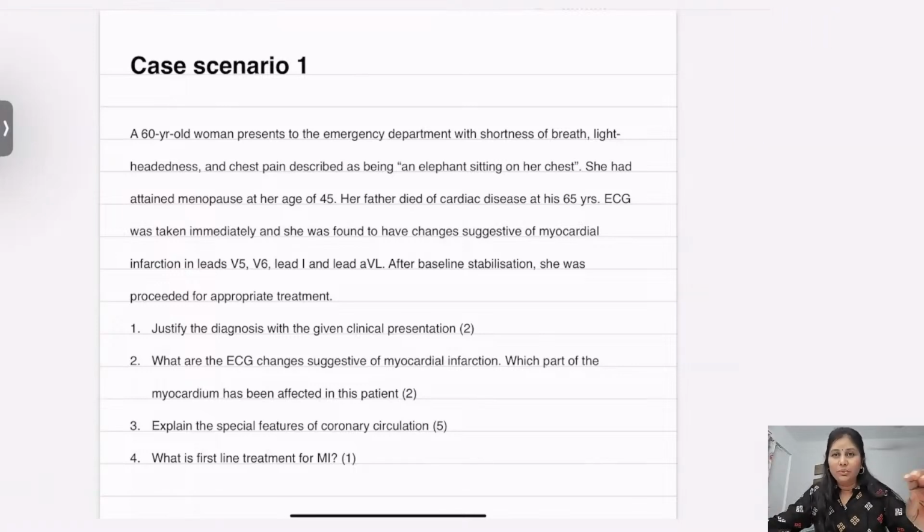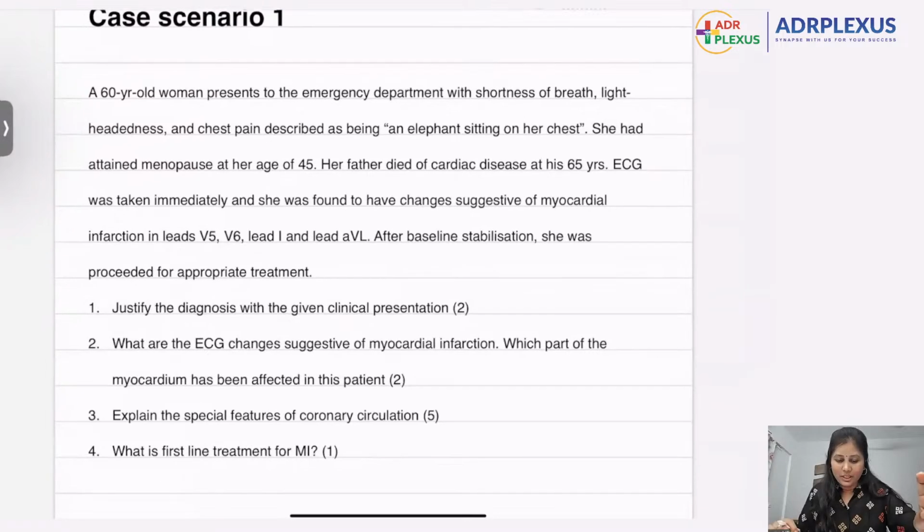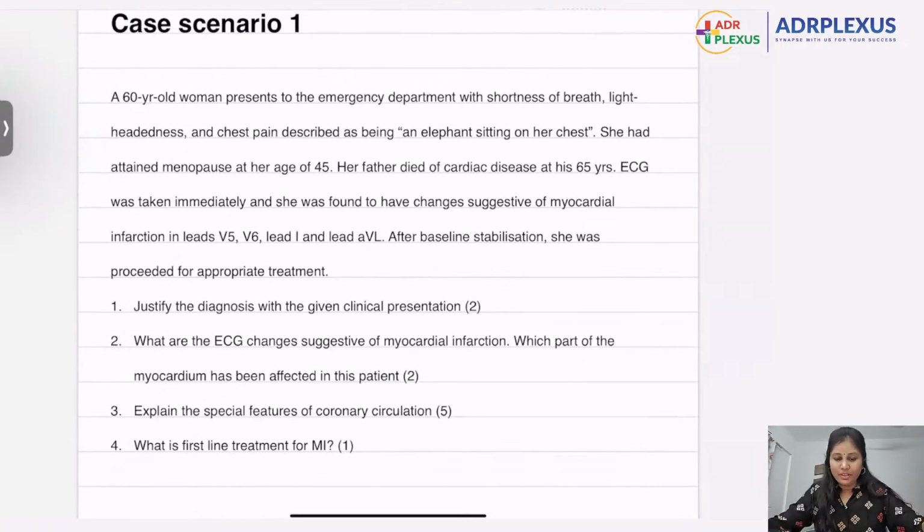I hope you are all able to visualize this case scenario. Let me read it out for you. A 60-year-old woman presents to the emergency department with shortness of breath, lightheadedness, and chest pain described as an elephant sitting on her chest. She had attained menopause at the age of 45. Her father died of cardiac disease at the age of 65 years. ECG was taken immediately and she was found to have changes suggestive of myocardial infarction in leads V5, V6, lead 1 and AVL. After baseline stabilization, she was proceeded for appropriate treatment. So this is the case scenario that is given.